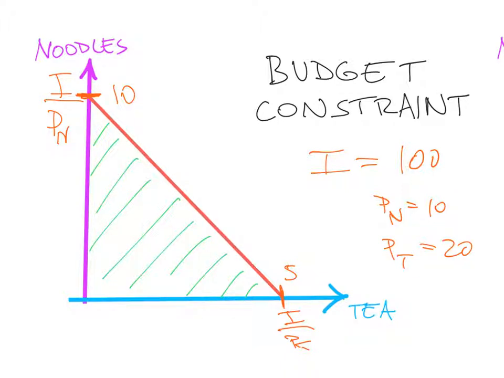Now the slope, I drew a straight line between the two, right? And I'm going to ask you that question. Why did I do that? Why is that a straight line? I mean, I'm claiming that if you can afford this bundle, 10 cups of noodles, and this one, 5 cups of tea, you can afford anything in between on that straight line. How do I know that?